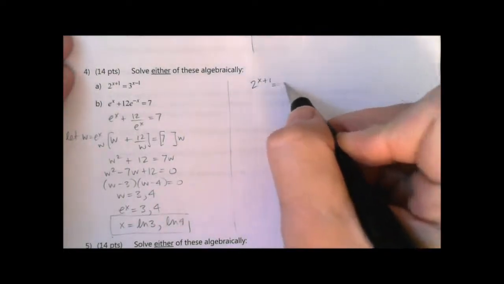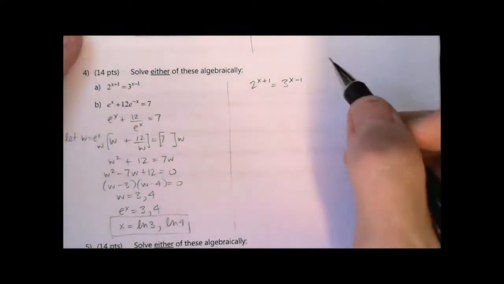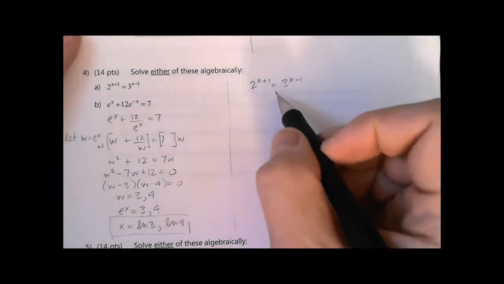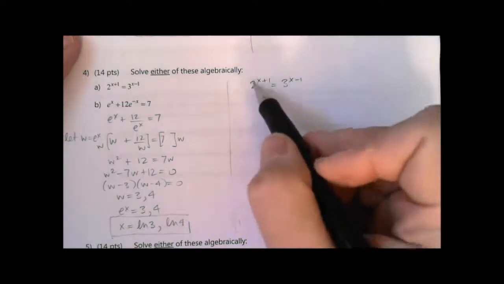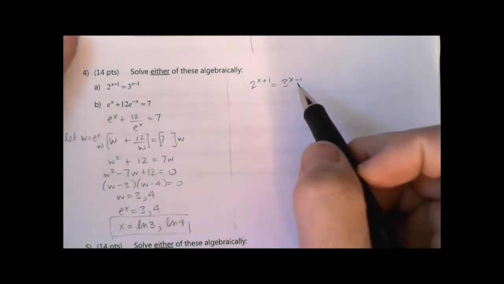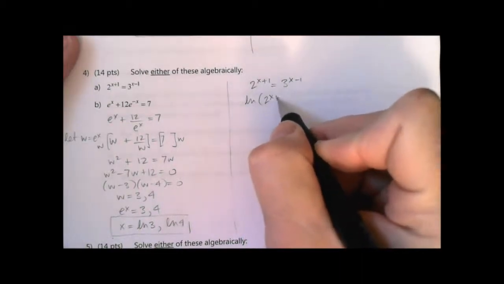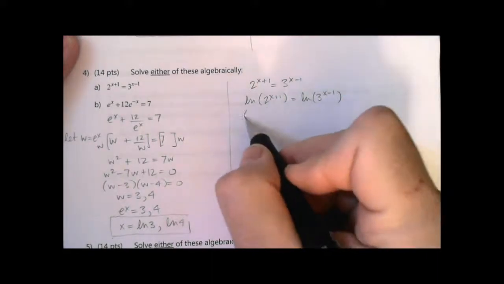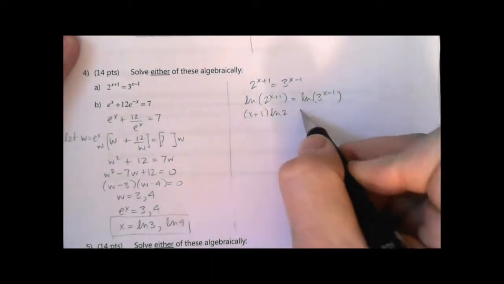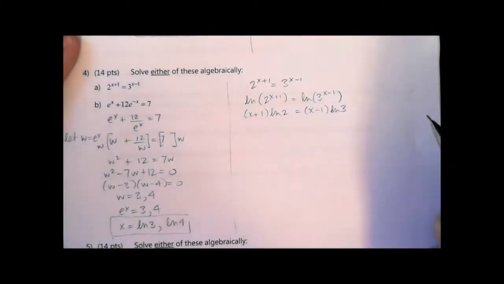Now the first one I'll do over here. 2 to the x plus 1 equals 3 to the x minus 1. Now there's a couple ways we can solve this. The simplest way, I think, is to take the log of both sides, and you have choices. Log base 2, log base 3, natural log, and log base 10. And I'll just go ahead and do natural log because a lot of people did choose that. So the natural log of the left-hand side equals the natural log of the right-hand side. And so the left-hand side becomes x plus 1 times the natural log of 2, and the right-hand side becomes x minus 1 times the natural log of 3.